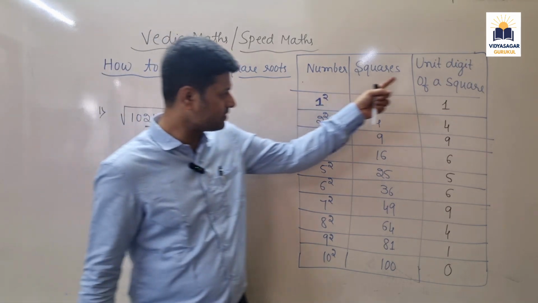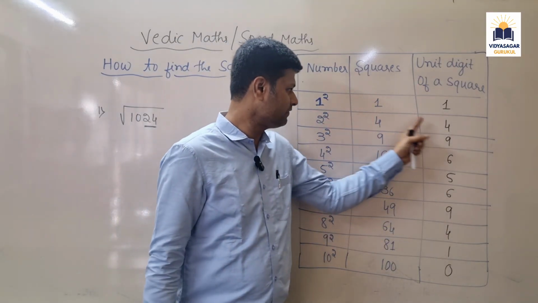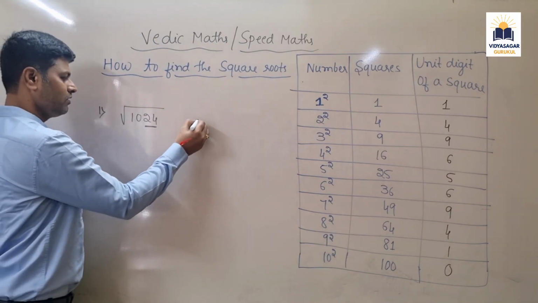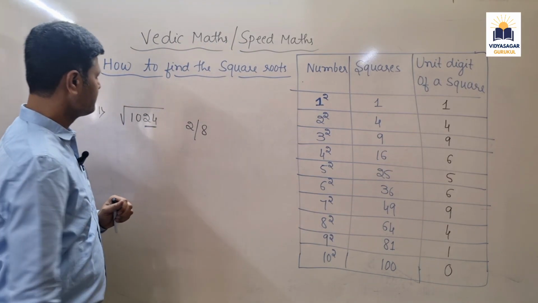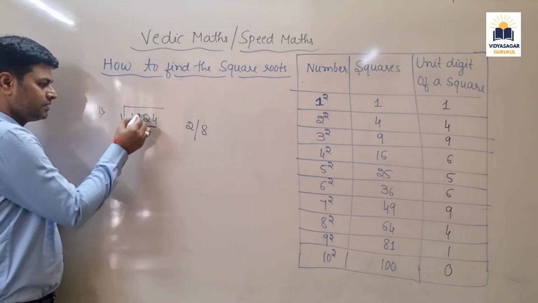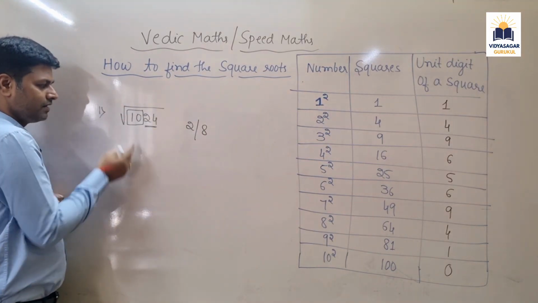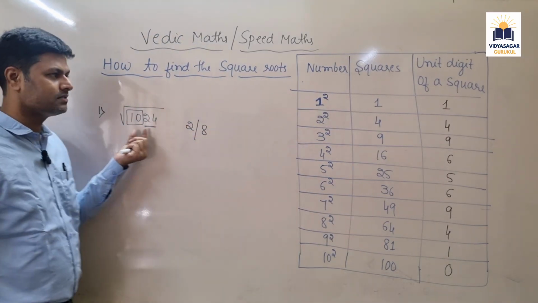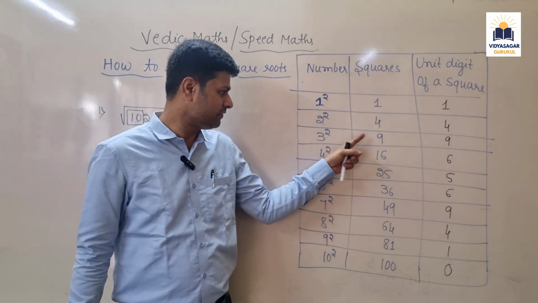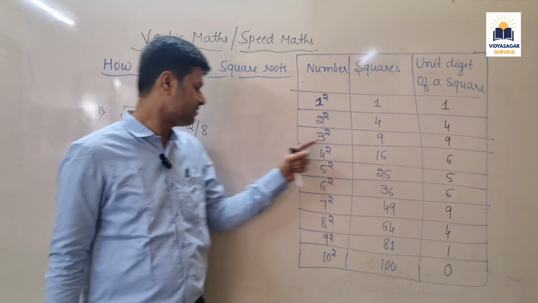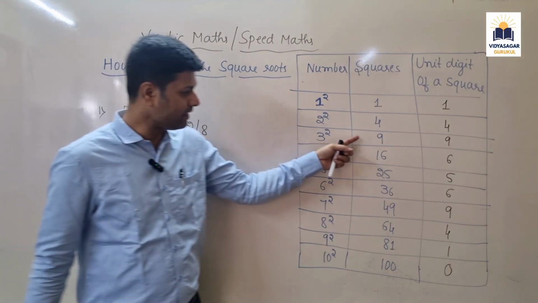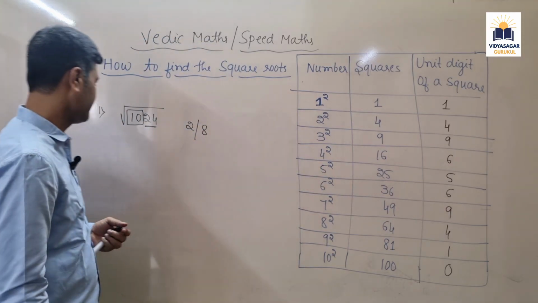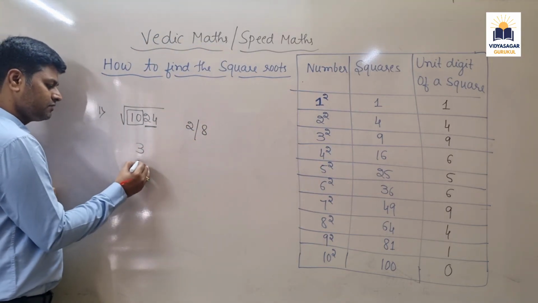Here you have to check the unit digits column. Which square is ending with 4? One is 2 square, one more is 8 square. So 2 square or 8 square. Next step: the left out part is 10, and this 10 you always have to check in the squares column. This 10 is in between 9 and 16. 9 is 3 square and 16 is 4 square. So 3 as well as 4.